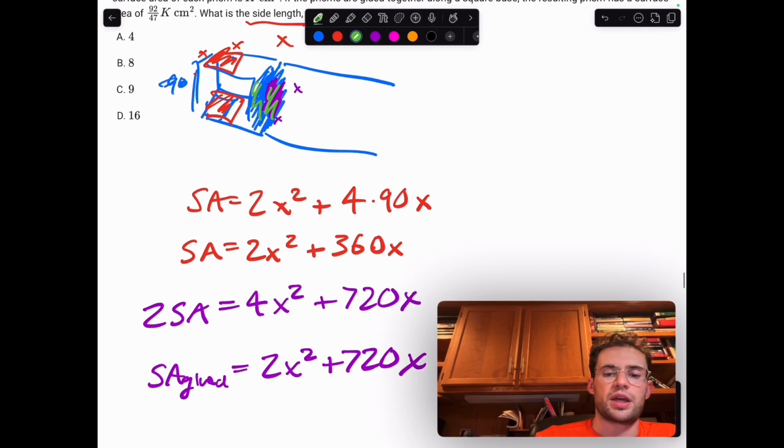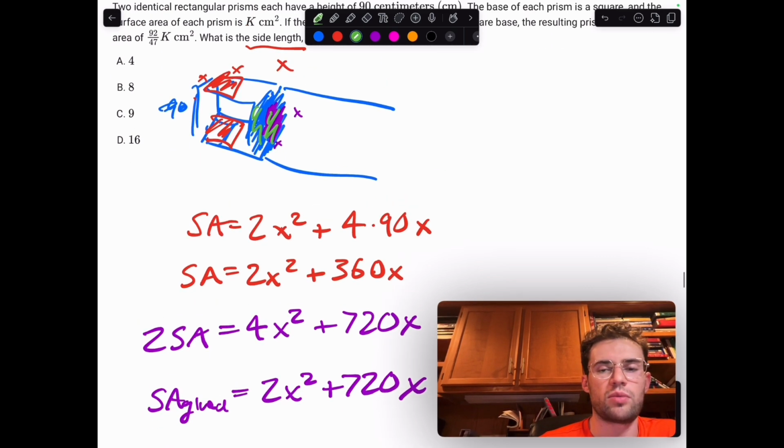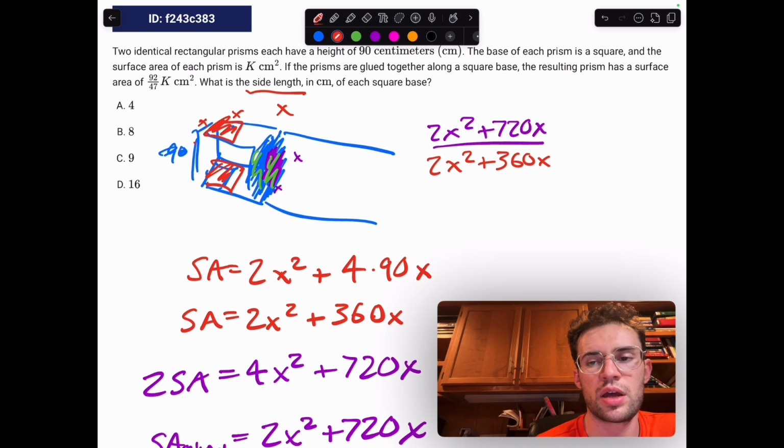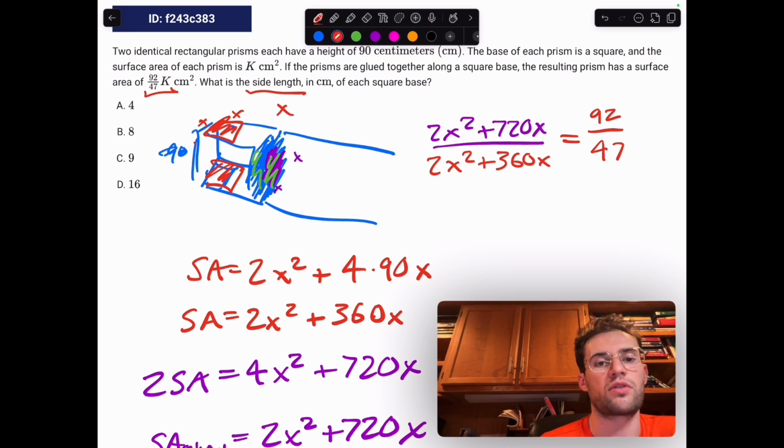What's interesting is if you put this 2x squared plus 720x over the original thing, which was 2x squared plus 360x, that will be equal to this fraction here, right? 92 over 47. Because you could treat it as like this one's surface area is 92 over 47 k. This one is just k. The k's would cancel out and just leave you with that fraction.